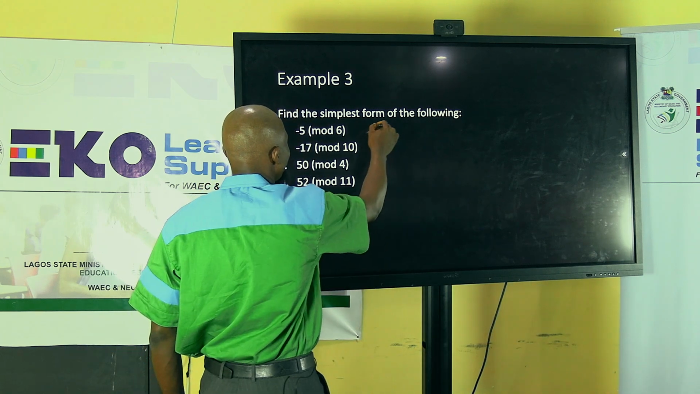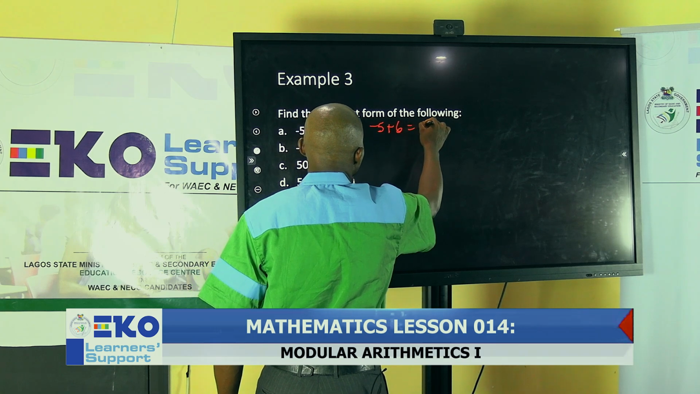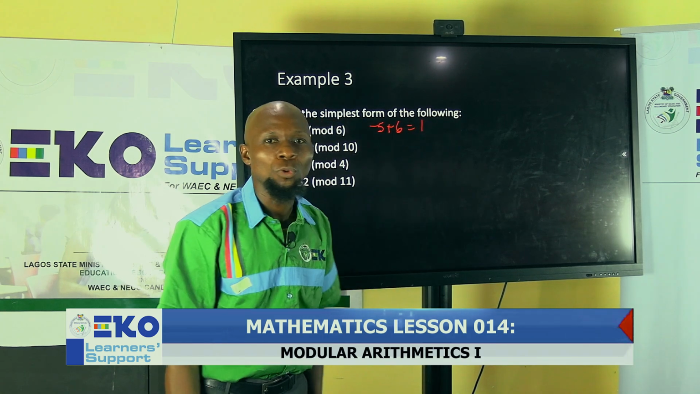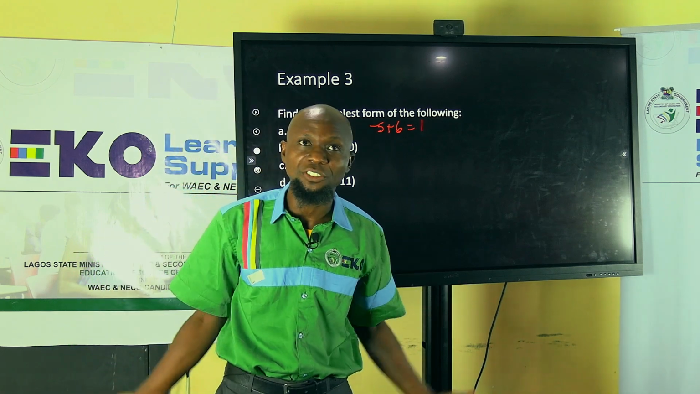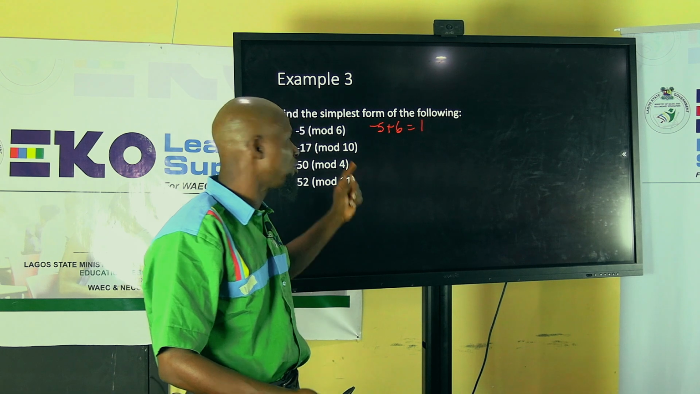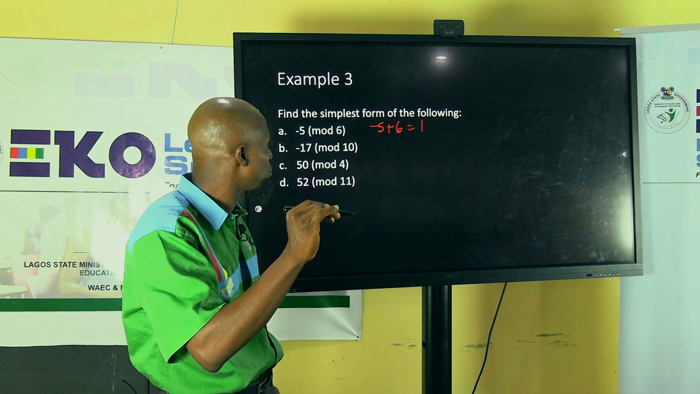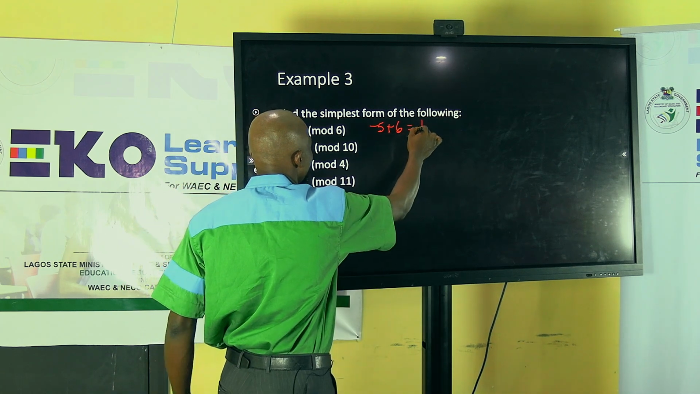All right, so let's pick the first one. Minus 5 plus 6. That will give us 1. So we have got a number that is less than 6. Because when we say modulo 6, it means we need numbers between 0 and 5, just like we have done in the other example. When we get to 6, it will turn back to 0. 7, it will be 1, and so on. So this is now 1. So the first answer is 1.